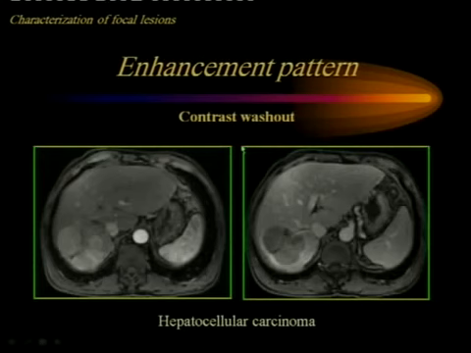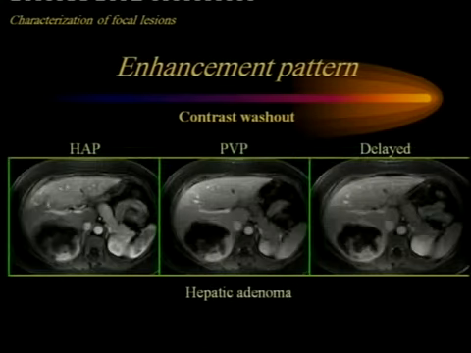Alternatively, you might get washout from the lesion on the delayed phase. So here's the arterial phase and then the delayed phase. You can see the lesion is washing out, and this is a commonly seen feature of hepatocellular carcinomas and metastatic lesions as well.